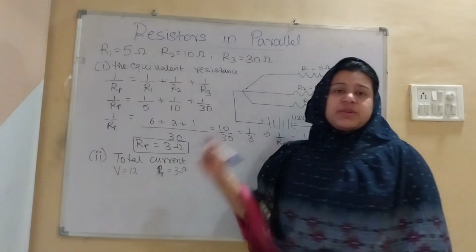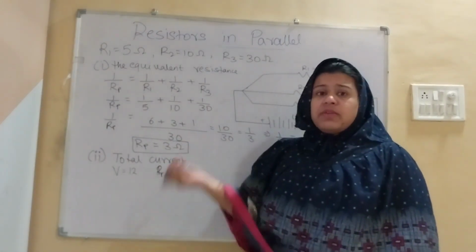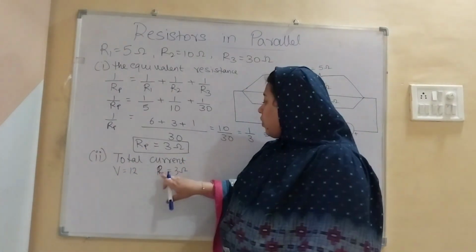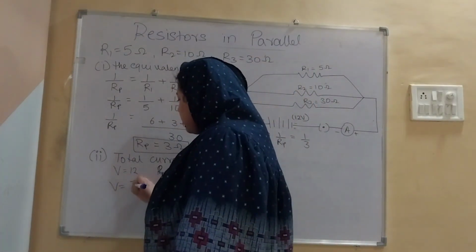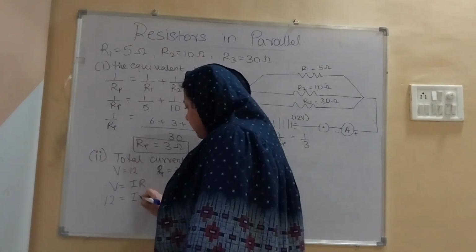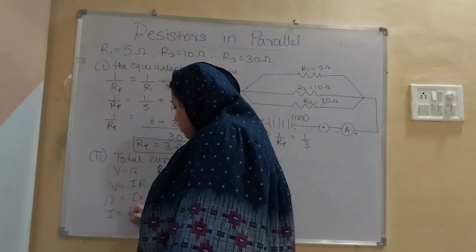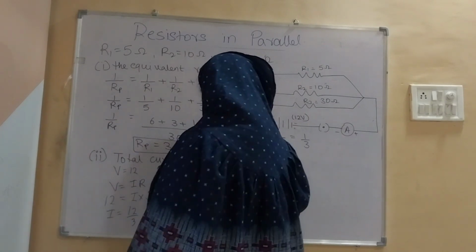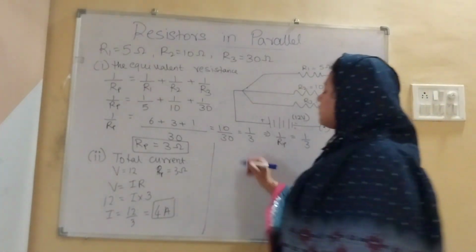When we need to find total current, all the values should be of the total. Then only we will get something which is total. So if we want total current, we have to write total potential difference and total resistance. Okay? Applying Ohm's law, V equals IR. V is 12. I we have to find. R is 3. So I is equal to 12 upon 3, which is 4 ampere. So what did I come out as? 4 ampere.